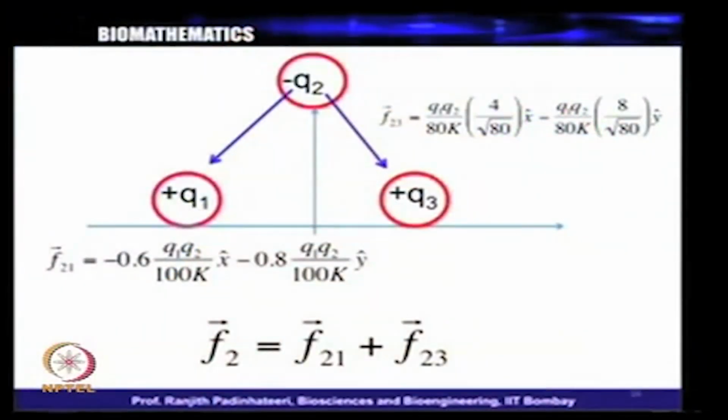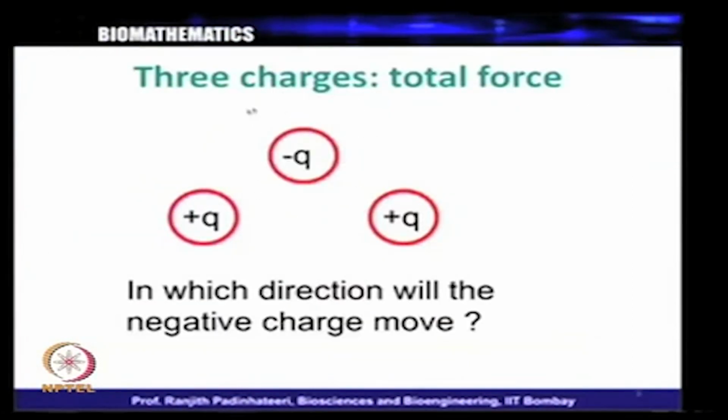If we go back and see the question we started with: in which direction will the negative charge move? Now we know the answer. It will move a little along the x axis and a bit towards the downward y axis. So, it will move slightly towards this plus charge, this plus q here. That is essentially how it will move a bit.